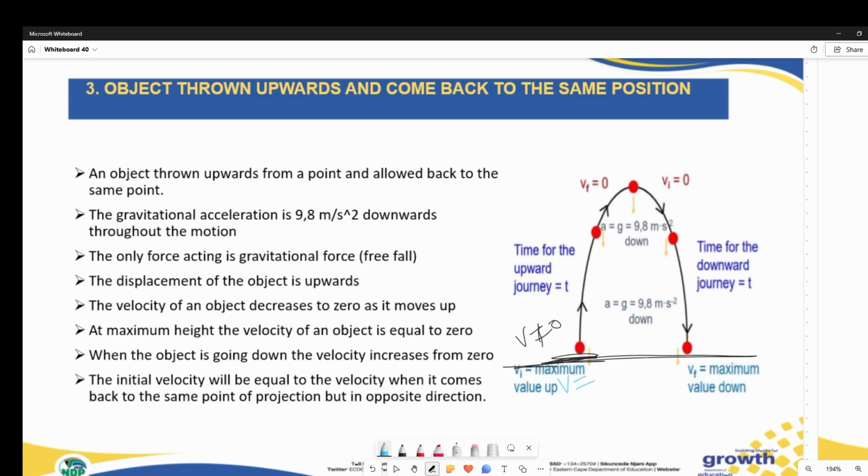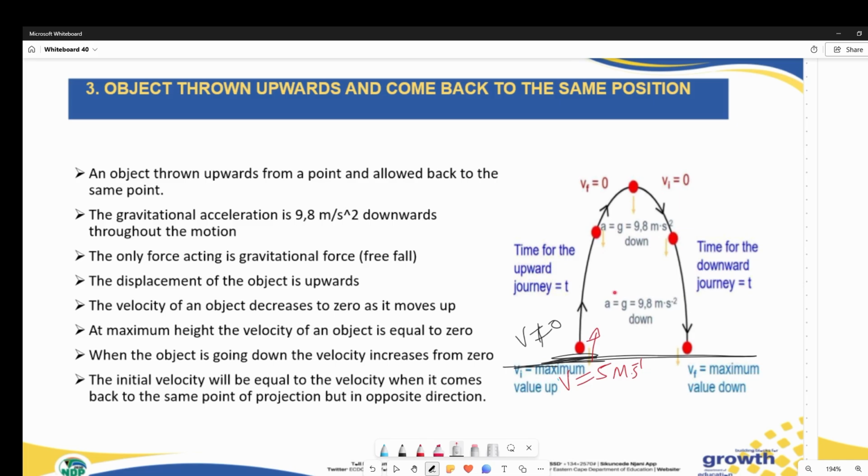Maybe let me use red, okay? V, let's say, is given as 5 meters per second upwards. We throw a ball with that velocity upwards. As it goes up, the velocity decreases, okay? The reason is that the velocity as it goes up is upwards, and velocity is a vector, but the acceleration due to gravity is going downwards. So the velocity and the acceleration are moving in opposite directions.